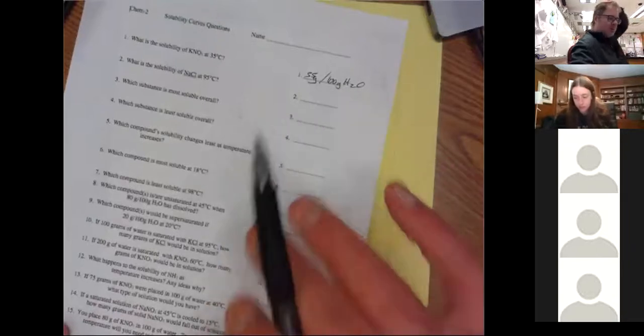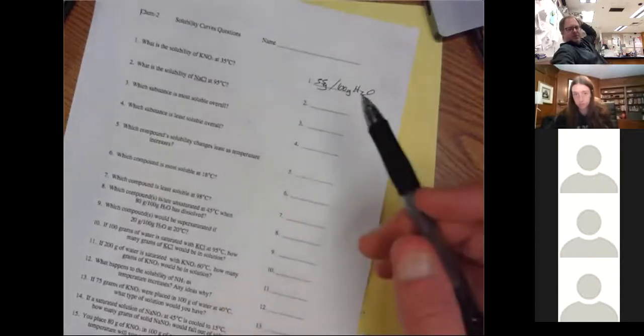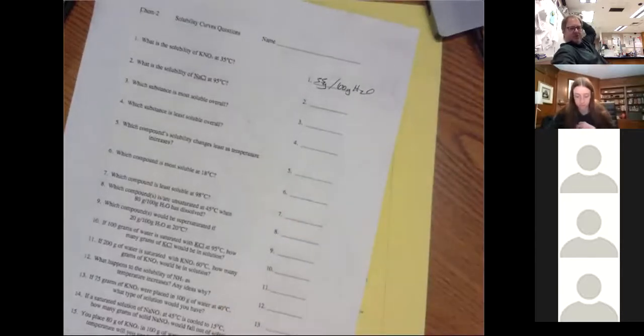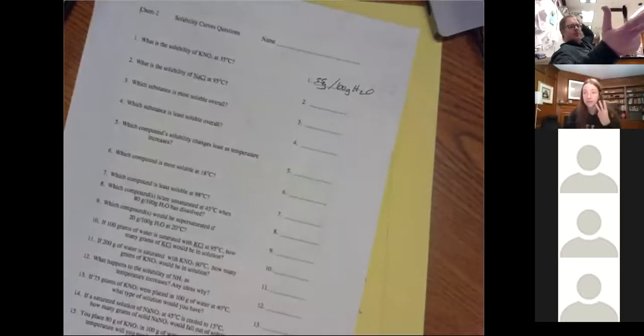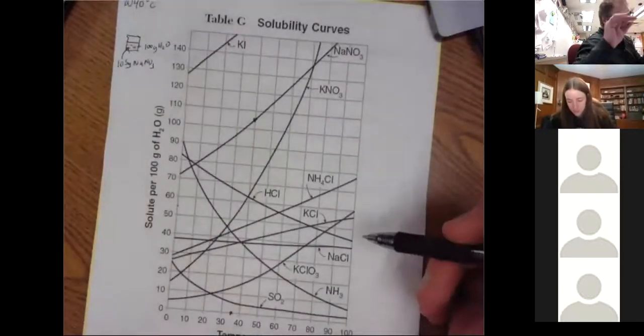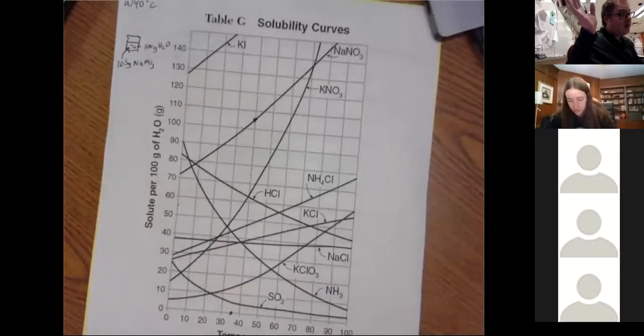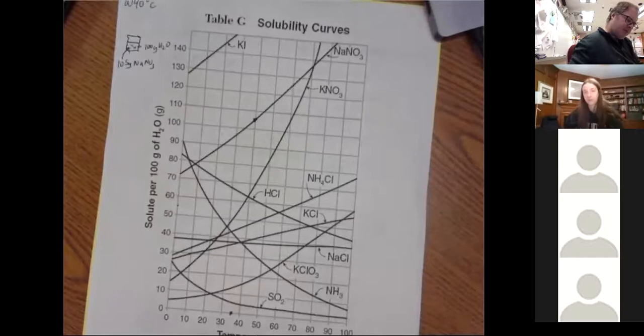of water. The problem is how much would it be if it were 200 grams of water at the same temperature? How much could we dissolve then? Which is just 55 times 2, 110. Right? And if we're 300, we would take 55 times 3, and so on and so forth. That's just a little stoichiometry thing that we can do. If it were only 50 grams of water, then we would take that and divide it by 2. All right.